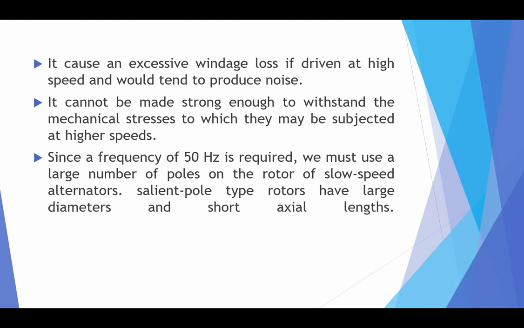Since a frequency of 50 Hz is required, we must use a large number of poles on the rotor of slow speed alternators. As there is a relationship between frequency, poles and speed, we will study it in the coming slide. Salient pole type rotors have a large diameter, as the number of poles is more, and short axial length.